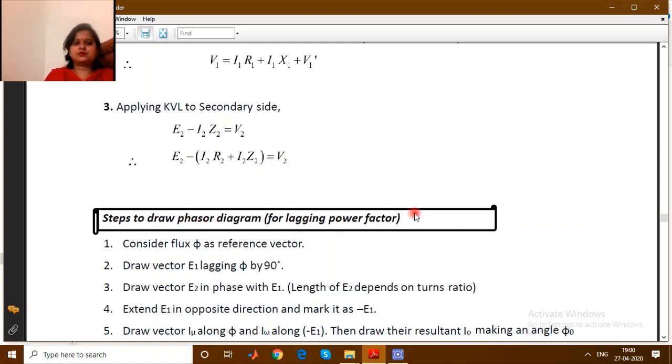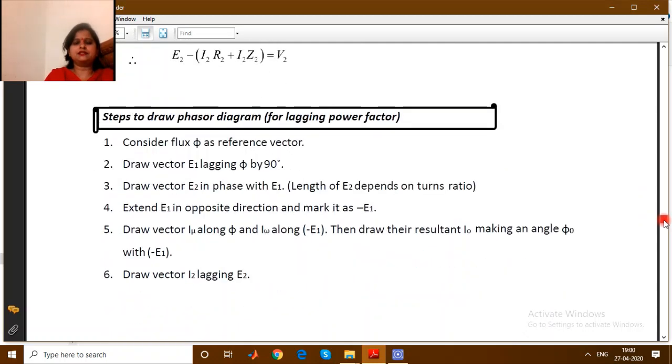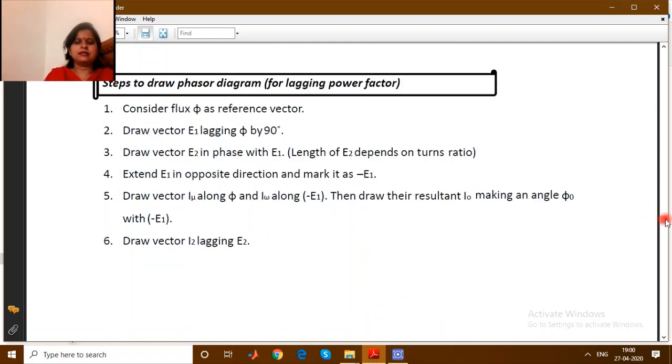Now the steps to draw the phasor diagram of the transformer, just remember these steps. It will be very easy to draw the phasor diagram of a transformer. First step is to consider flux phi as a reference vector. As I told you, phi is always drawn as a reference because it is common for primary and secondary winding. Draw vector E1 lagging phi by 90 degrees. Draw vector E2 in phase with E1. Right, so first of all draw E1 lagging by 90 degrees and then draw E2 in phase with E1.